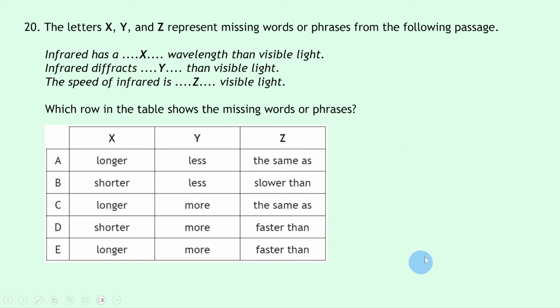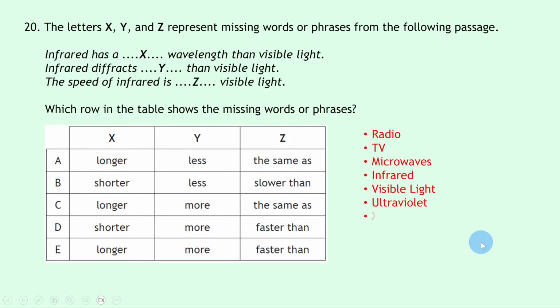Well, I'm just going to quickly list the order of the members of the EM spectrum down the side here. So we have radio, TV, microwaves, infrared, visible light, ultraviolet, X-rays and gamma rays. And remember at radio waves that's a high wavelength or low frequency, whereas at gamma rays it's low wavelength or high frequency. So for the first sentence there, infrared has a something wavelength than visible light. You can see that if this is increasing wavelength towards the top, then infrared has a longer wavelength than visible light. So that means X must be longer, so our answer is going to be A, C or E.